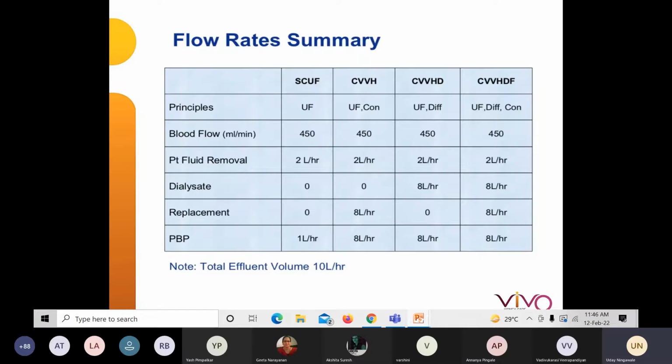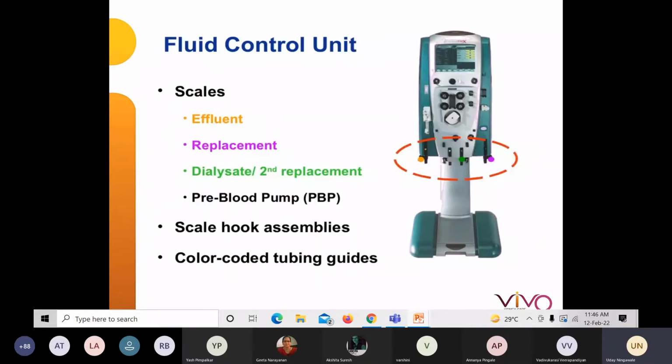So the third thing is the fluid control unit. It has various robust, very sensitive scales. There is one each for the effluent, replacement fluid pump, dialysis, and the PBP pump.